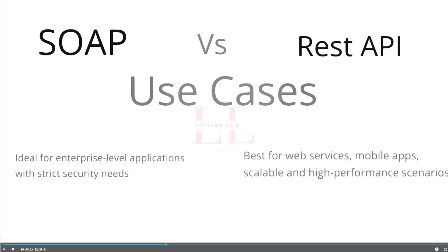But when it comes to REST, it's very best for web services, mobile apps, scalable and high performance scenarios. Yes, REST is well suitable for web services and mobile applications where simplicity, scalability, and performance are priorities. And it's very lightweight, which we all know. It's very lightweight when it's using JSON. Yesterday we saw that it uses JSON, and JSON is very lightweight. So it's lightweight in nature, which makes it ideal for APIs that need to support a large number of clients or that operate in resource constrained environments.